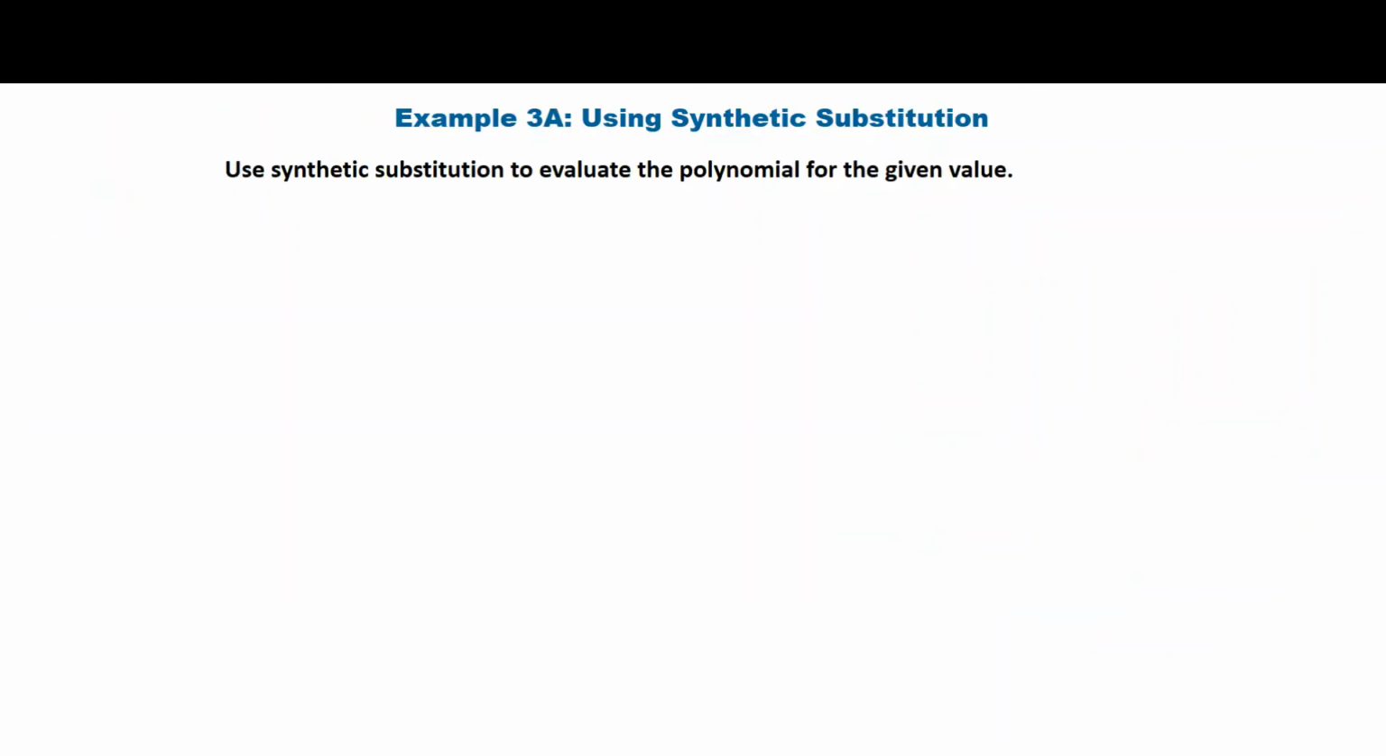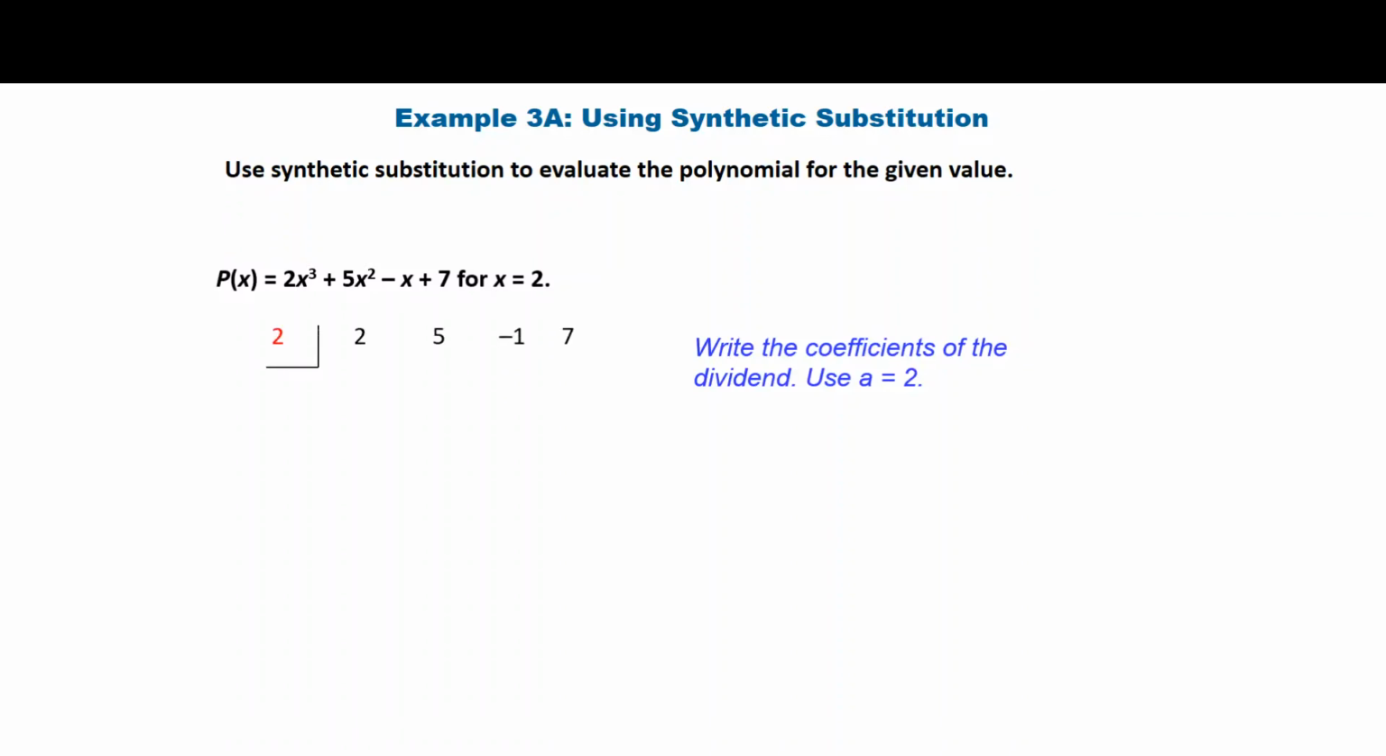All right, so let's look at this example. It says use synthetic substitution to evaluate the polynomial for x equals 2. So the first thing we want to do is write our coefficients of the dividend. Let's make sure the exponents are all there and in order, and they are. So we're going to set up our 2, and then here is our setup for it. And let's start our division.